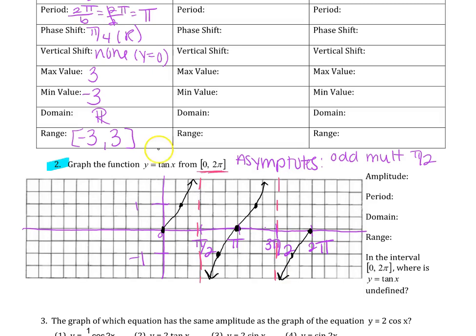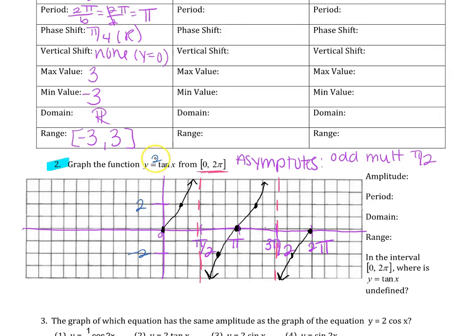Now, let's say, for example, that I snuck a 2 in front of here. I know this isn't a part of the review, but let's just say I did. Okay? That's not an amplitude of 2, that's a vertical stretch of 2. So what would happen is each of these 1s or negative 1s would become 2s. So to adjust this accordingly, that would actually be 2 and negative 2.